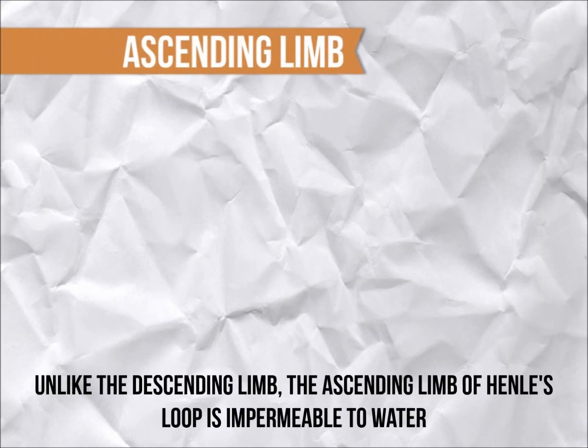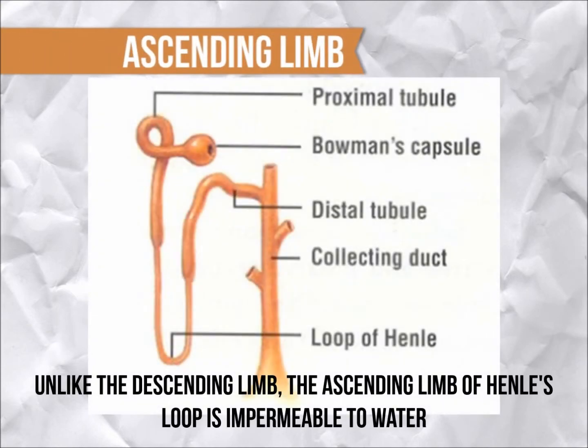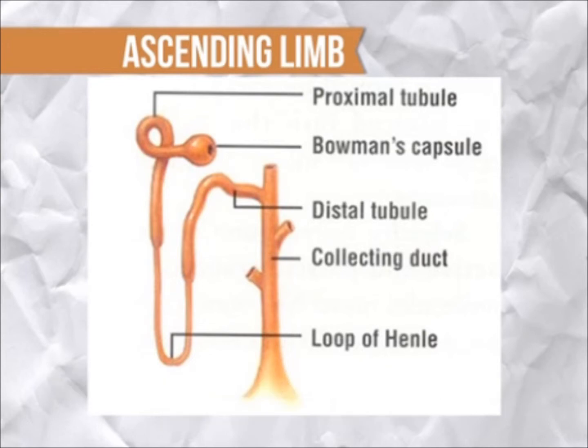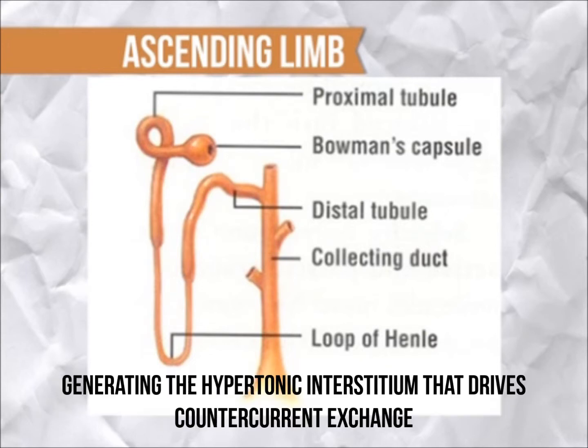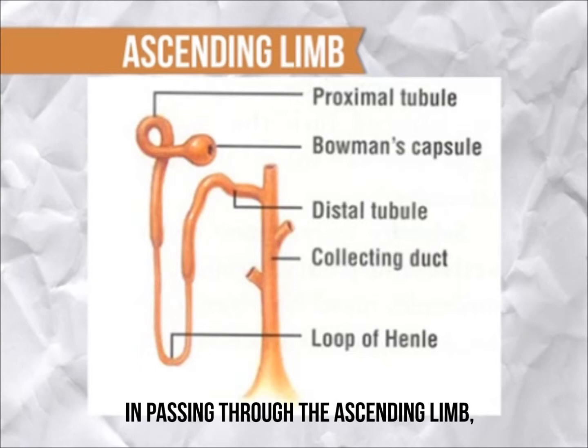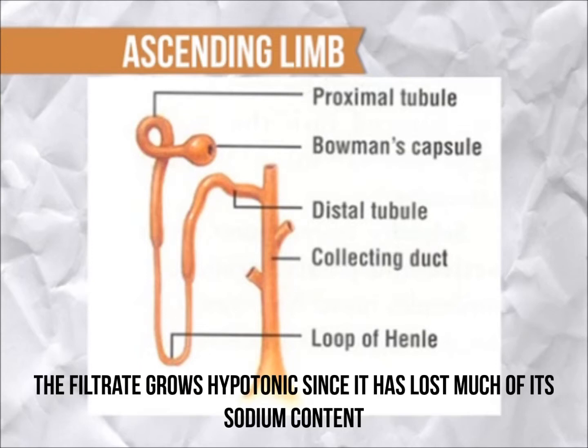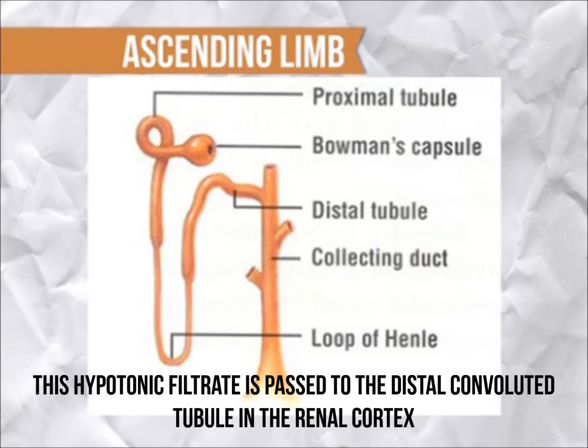Ascending limb. Unlike the descending limb, the ascending limb of Henle's loop is impermeable to water. The ascending limb actively pumps sodium out of the filtrate, generating the hypertonic interstitium that drives countercurrent exchange. In passing through the ascending limb, the filtrate grows hypotonic since it has lost much of its sodium content. This hypotonic filtrate is passed to the distal convoluted tubule in the renal cortex.